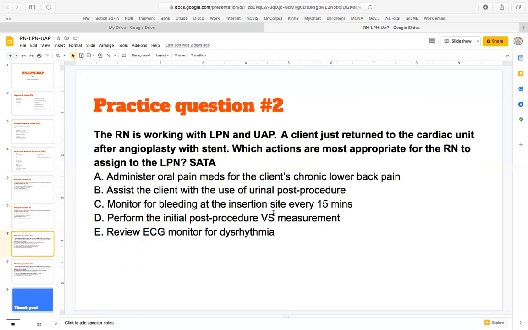RN is working with LPN and UAP. RN, LPN, and UAP. We have 3 roles here, and whatever they're giving you in select all that apply, remember, we have 3 people. Each person, we're going to assign something. So if you think A is for RN or LPN or UAP, write it right next to it. You need to assign everyone at least 1 role. These questions, everyone at least 1 role, and you have 3 roles, RN, LPN, and UAP. So do this question now and pause the video.